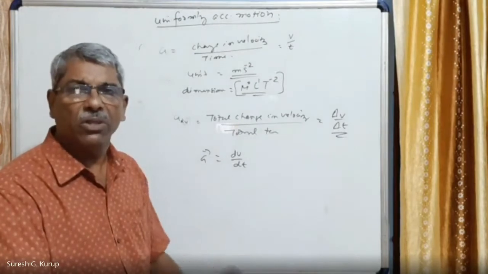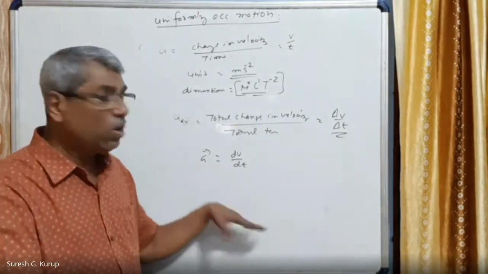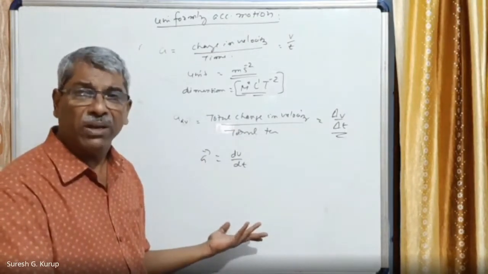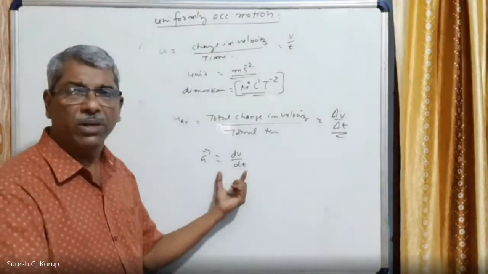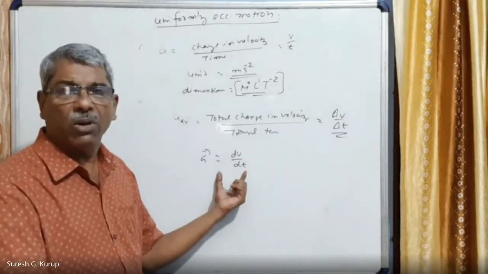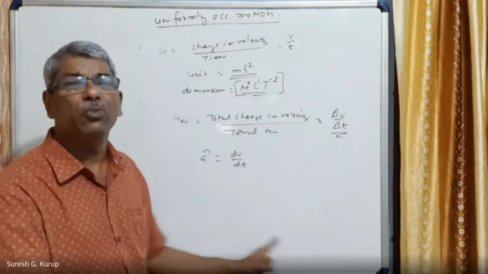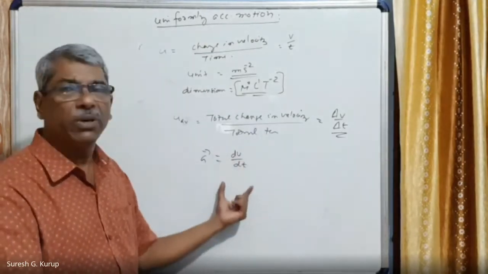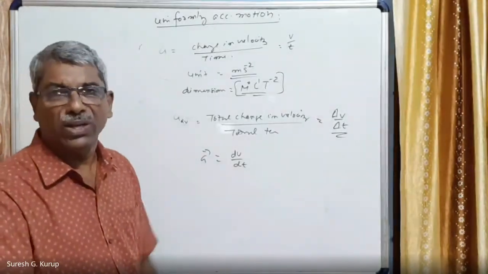The position-time graph is a straight line. The slope of that is velocity, right? In a velocity-time graph, the slope is equal to acceleration. Slope is equal to dv by dt, because acceleration is the rate of change of velocity. Slope dv by dt is equal to tan theta, that also we can find.